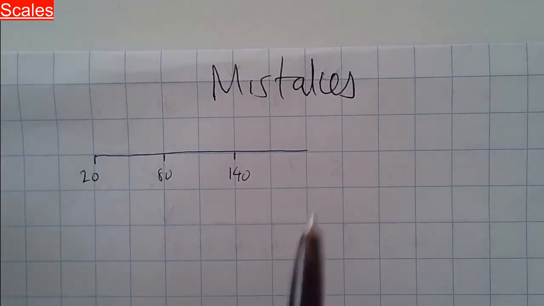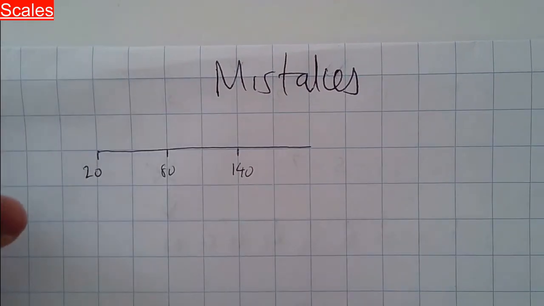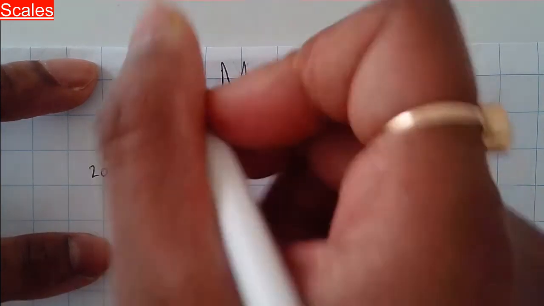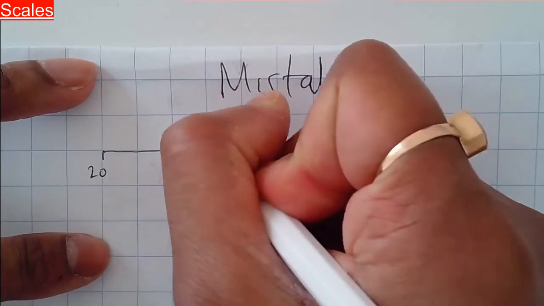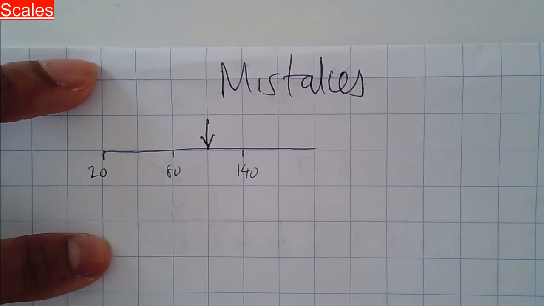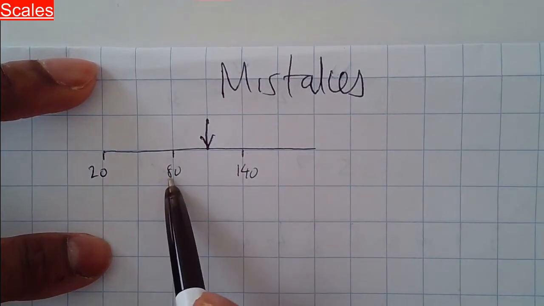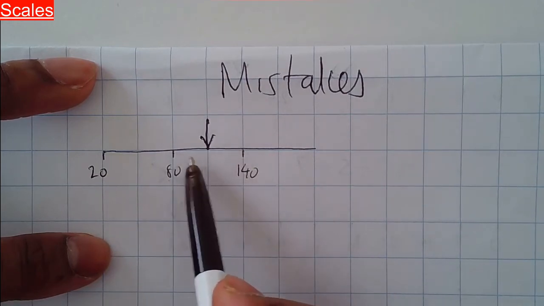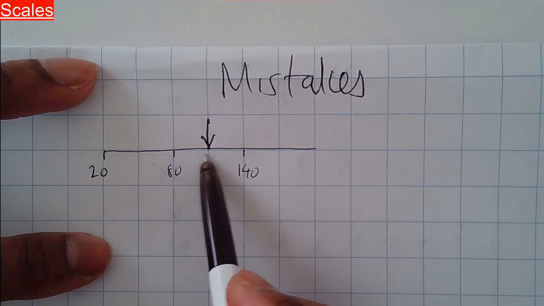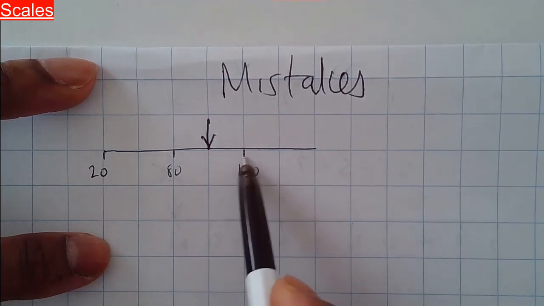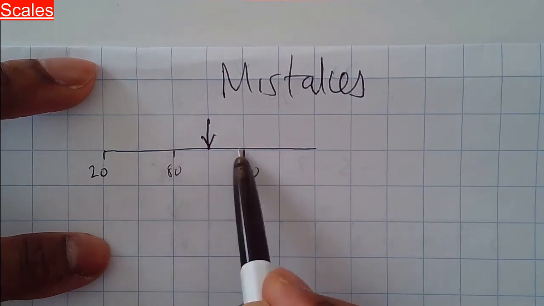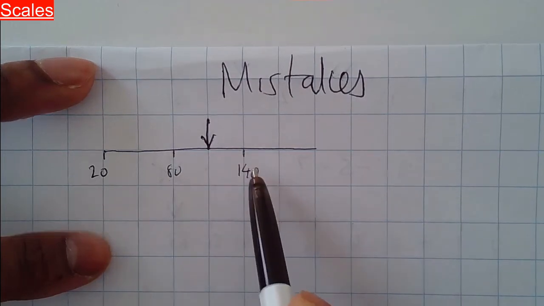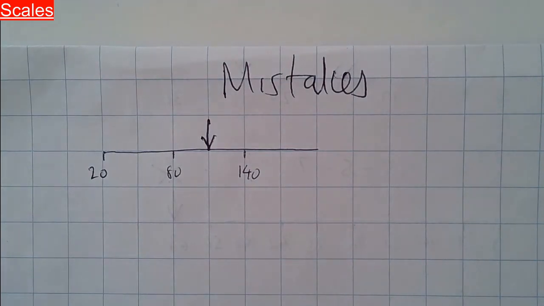I will now show you some common mistakes people make when working with scales. Let's suppose I want to work out what this one is, what that arrow is pointing at on my number line. Well, first of all, it's definitely not 81. There's not a gap of 1 here. If these were going up in 1s, then that would be 80, 81, 82. That does not say 82. So don't make that mistake.